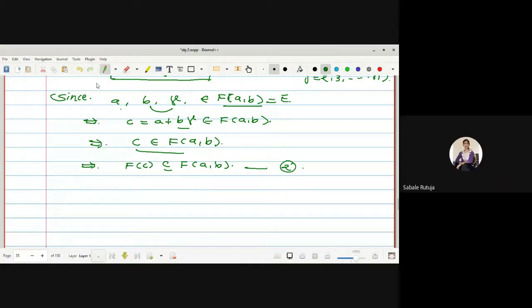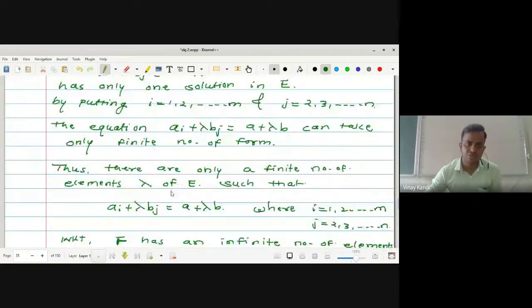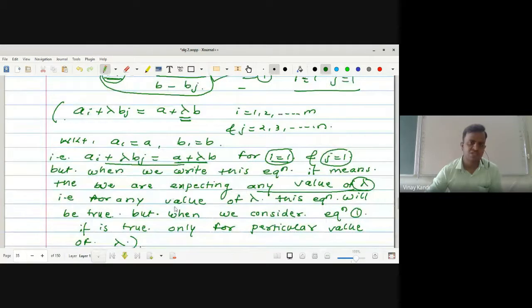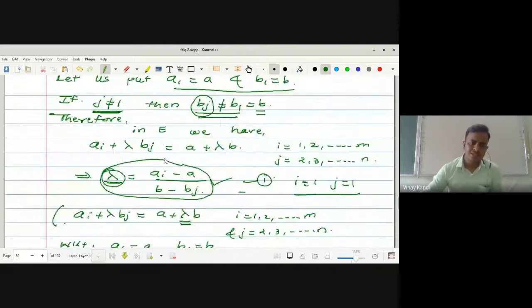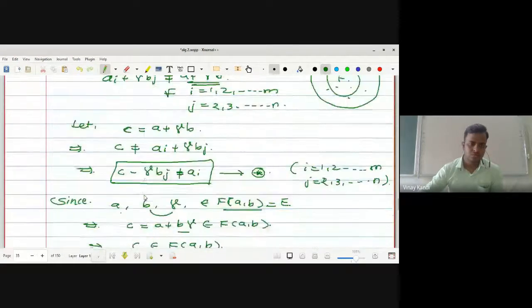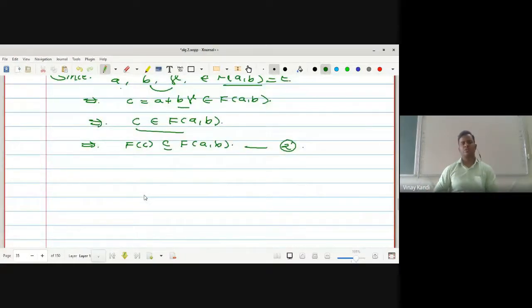No, sir. Okay, read this part again properly and understand it well. You don't need to write the explanation. It means one thing: whenever we put i equal to 1, j equal to 1, this equation has infinite solutions. Whenever we put i equal to 1 to n, j equal to 2 to n, we get a particular lambda. So this is F of c contained in F of a. Any doubt up to here?